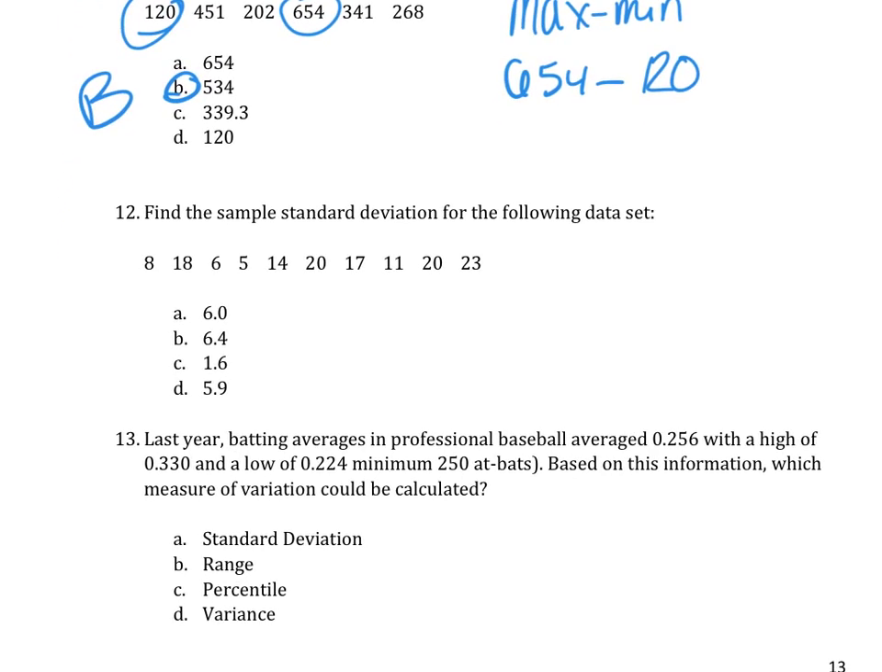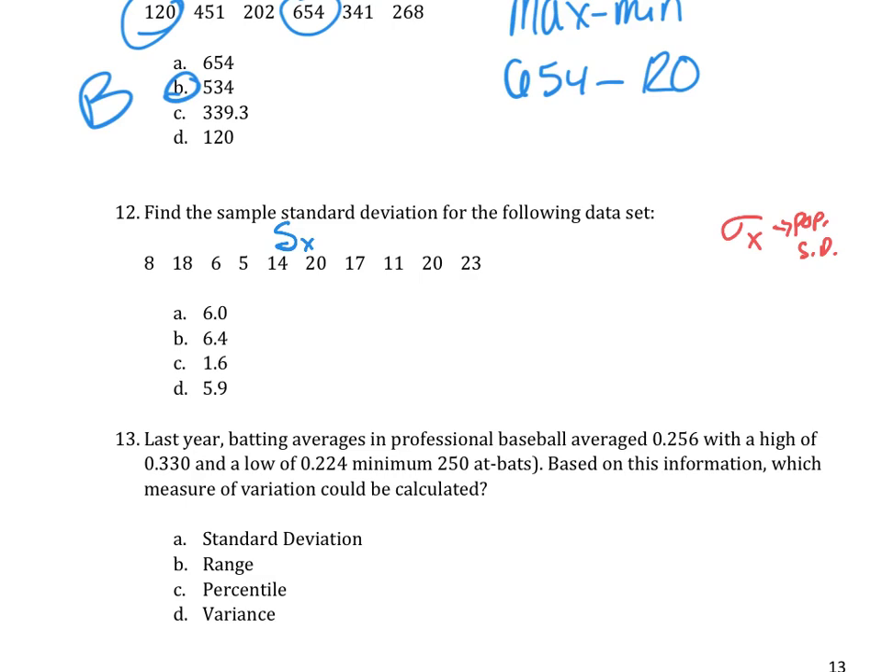Number 12, find the sample standard deviation for the following set of data. So remember there's 2 types of standard deviation. There's the sample standard deviation and the population standard deviation. Your calculator gives you both. Sample standard deviation is the capital SX in the calculator. If you have the little sigma x, that's the population standard deviation. So just make sure you're aware of the difference between those.